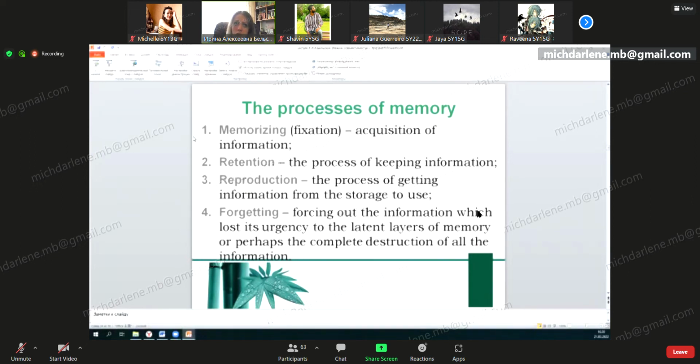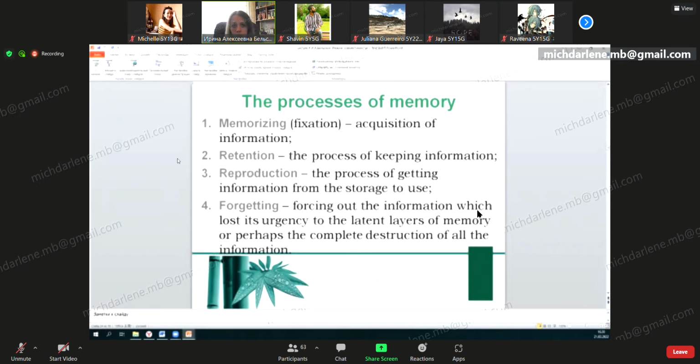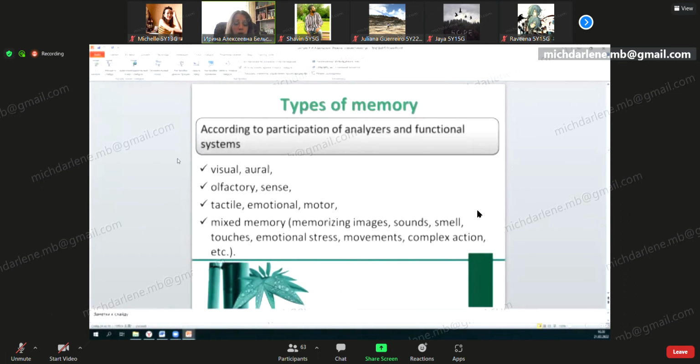According to these processes, we can define memory into several forms, types of memory. According to participation of analyzers and functional systems, there is visual, auditory, olfactory, taste, tactile, emotional, and mixed memory. For example, memorizing images and emotional states, complex actions, and etc. This is the first kind of classification of memory.